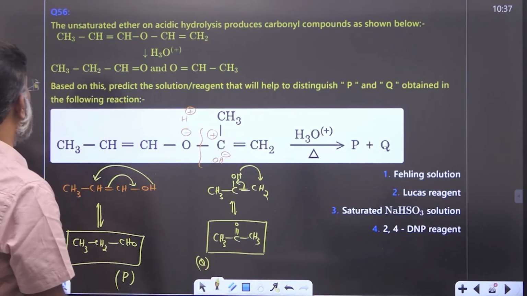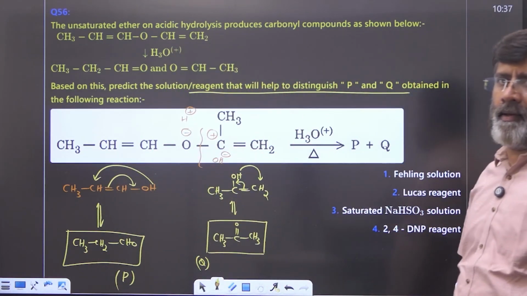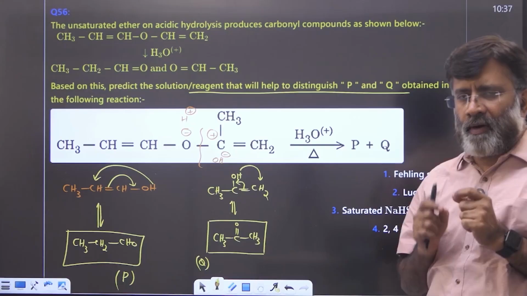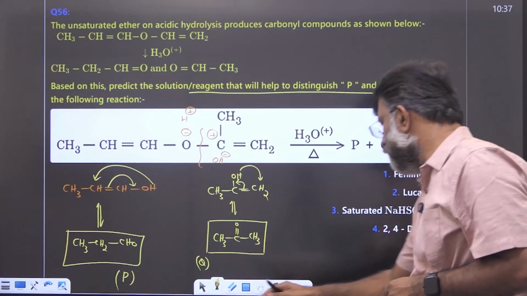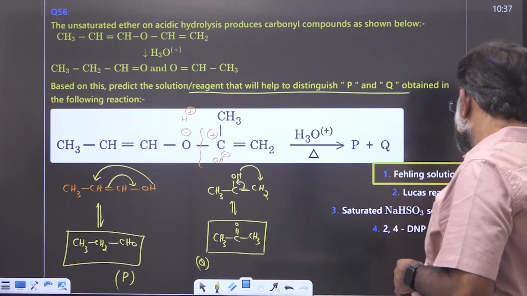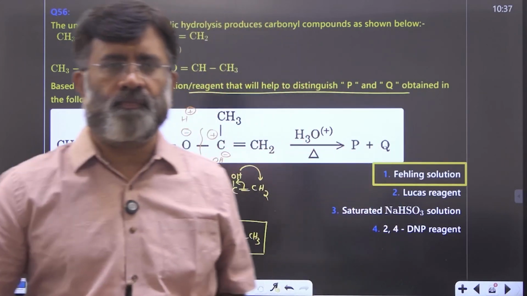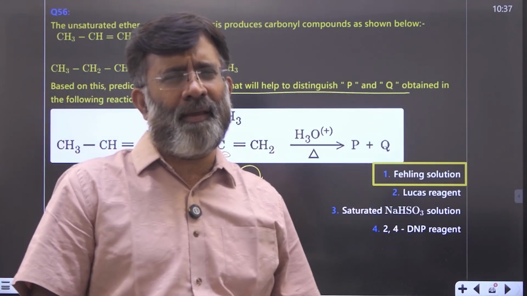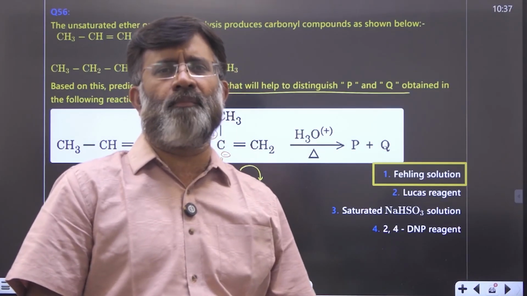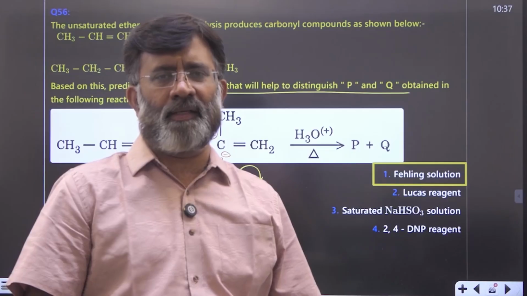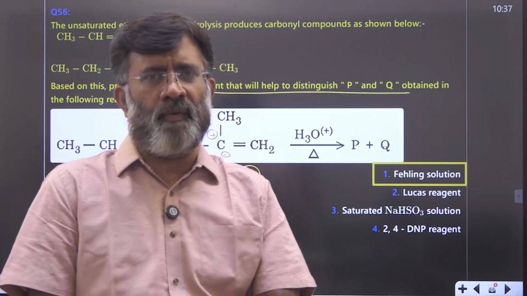And what is the question? The reagent that will help to distinguish P and Q: aldehyde and ketone, propanal and propanone. One is propanal, one is propanone. It can be distinguished by Fehling's solution. Fehling's solution is a mild oxidizing agent. I think everybody knows, aqueous copper sulfate and aqueous sodium potassium tartrate. That is Fehling's solution, a mild oxidizing agent, milder than Tollens reagent.